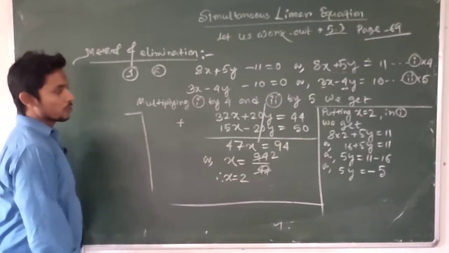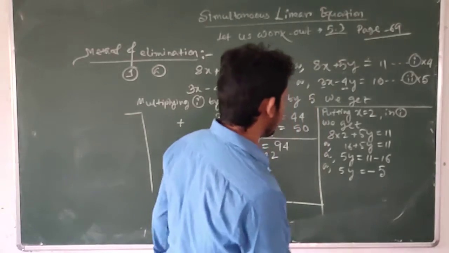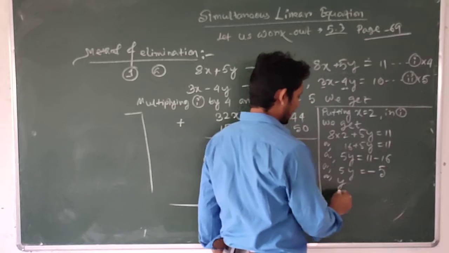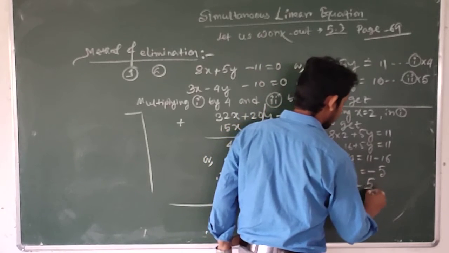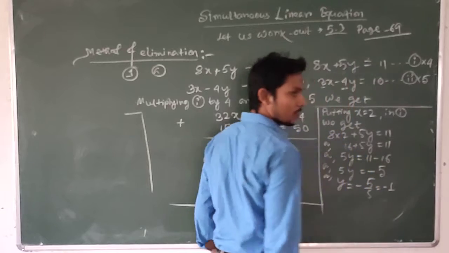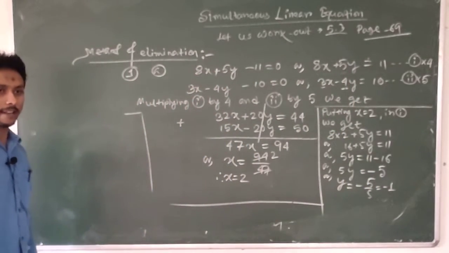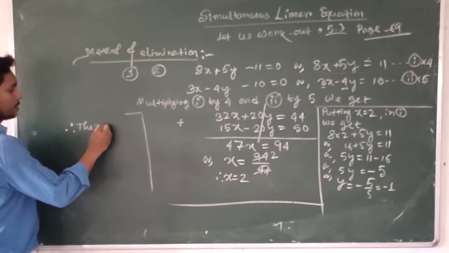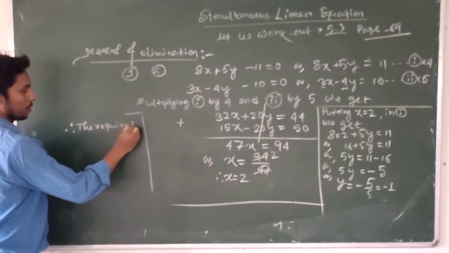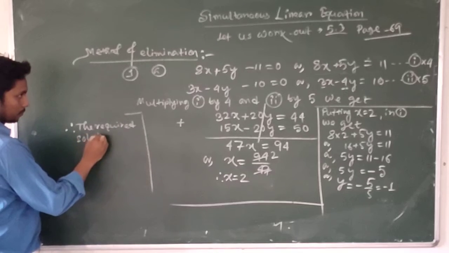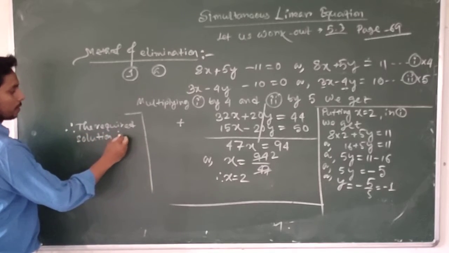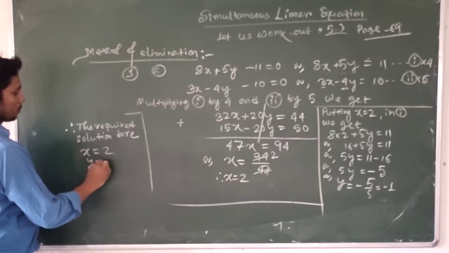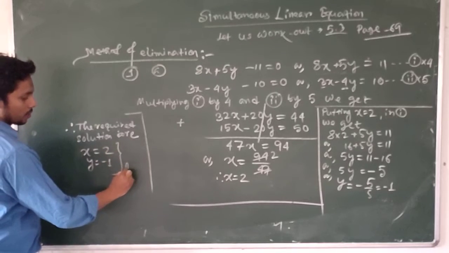Okay, so here we have got that it is y. Is this visible to the camera? Yes. So it is minus 5 by 5, that is minus 1. So x equals 2 and y equals minus 1. Therefore the required solution is x equals 2 and y equals minus 1, and it is our answer.